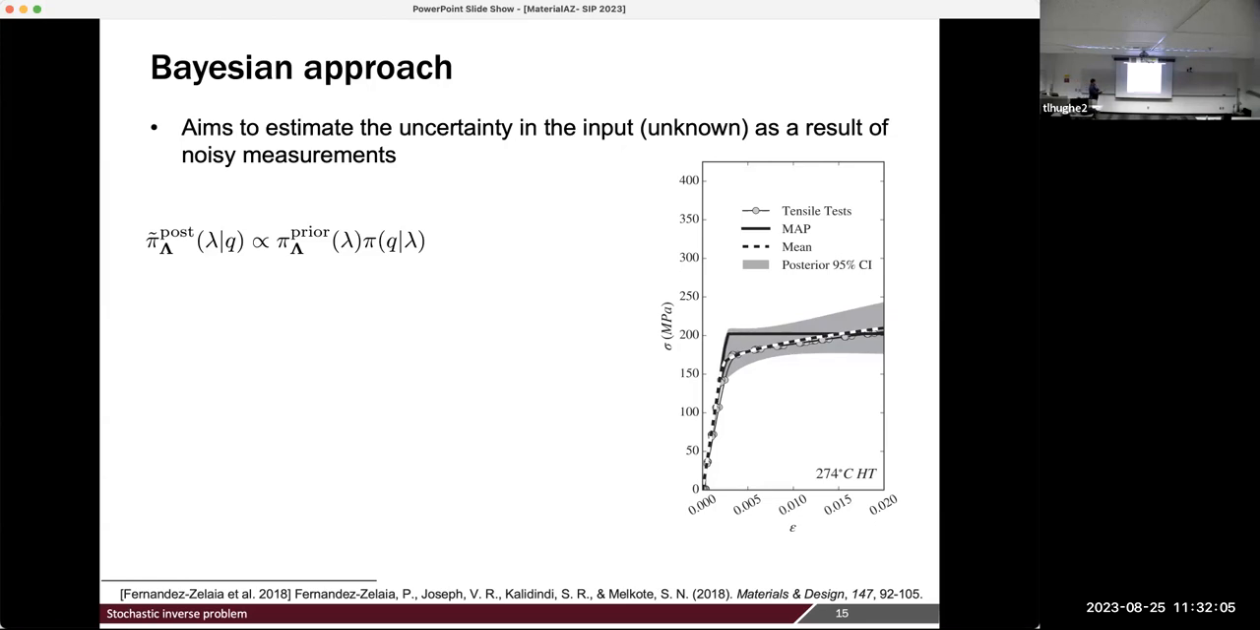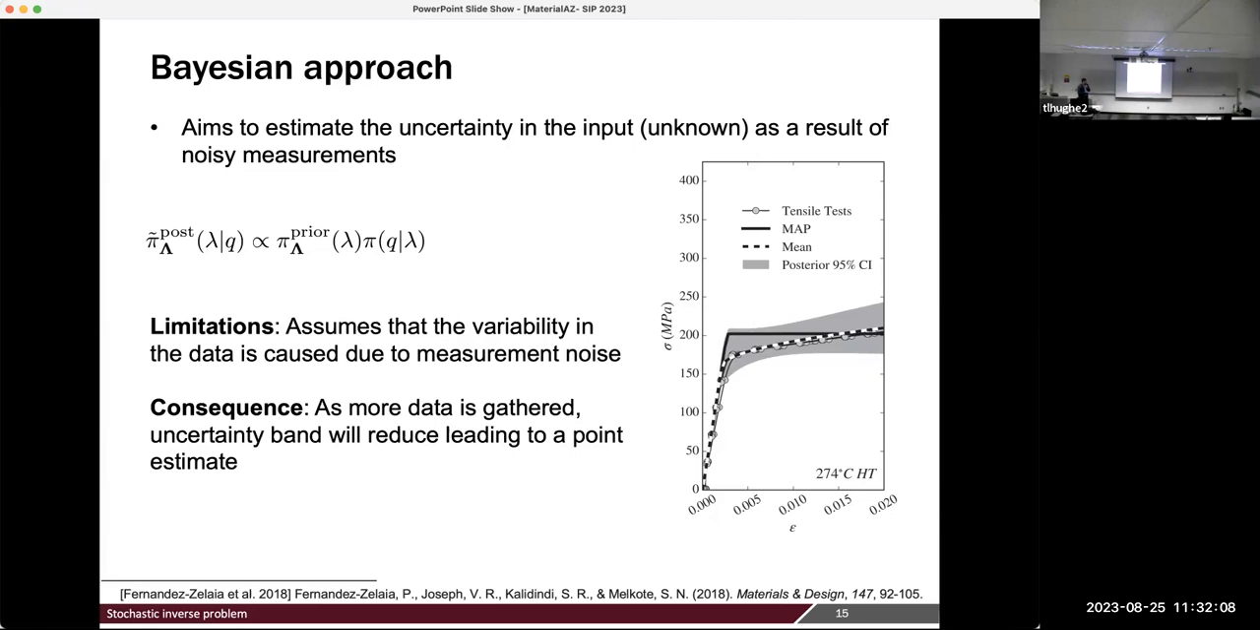Now, here is the problem with a Bayesian approach. If you look at any material system, if you manufacture a consecutive material, if you print a bunch of dog bone samples, you cannot expect every single dog bone sample to have the same elastoplastic properties. They would not have the same stress strain response. There would be some variability from material to material. So there is an inherent variability in the material itself. Problem with this type of an approach is that it assumes the variability is coming from measurement noise and not from the variability in the material itself.